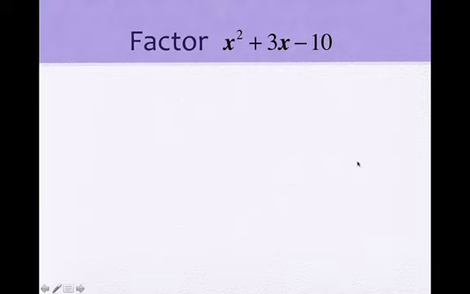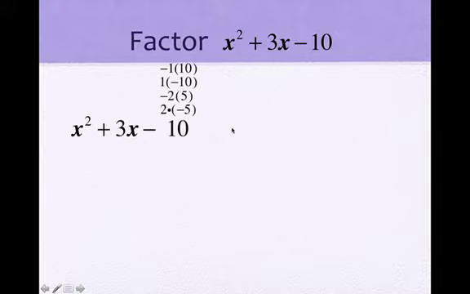Alright, so for example, we've got a negative 10 here. The way we begin is the same as before. We begin with this last number and we find all the factors of negative 10. Alright, and so we write them all out. And after we have all the factors, all the pairs, we need to find which pair, when you add them, equals this middle number here, positive 3.